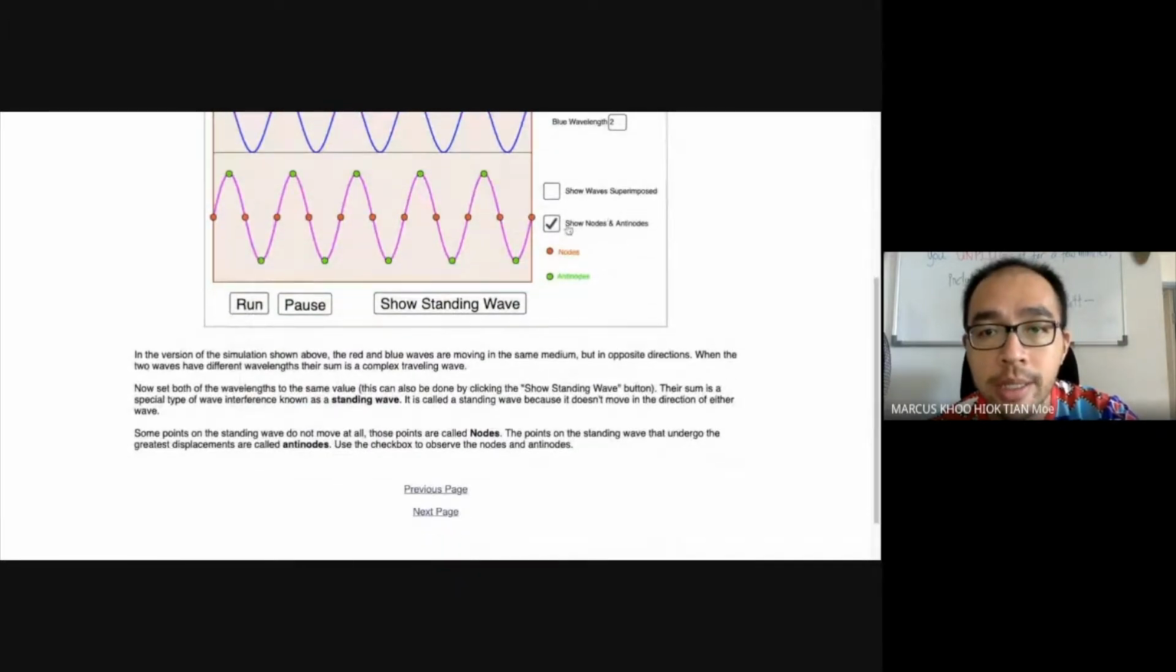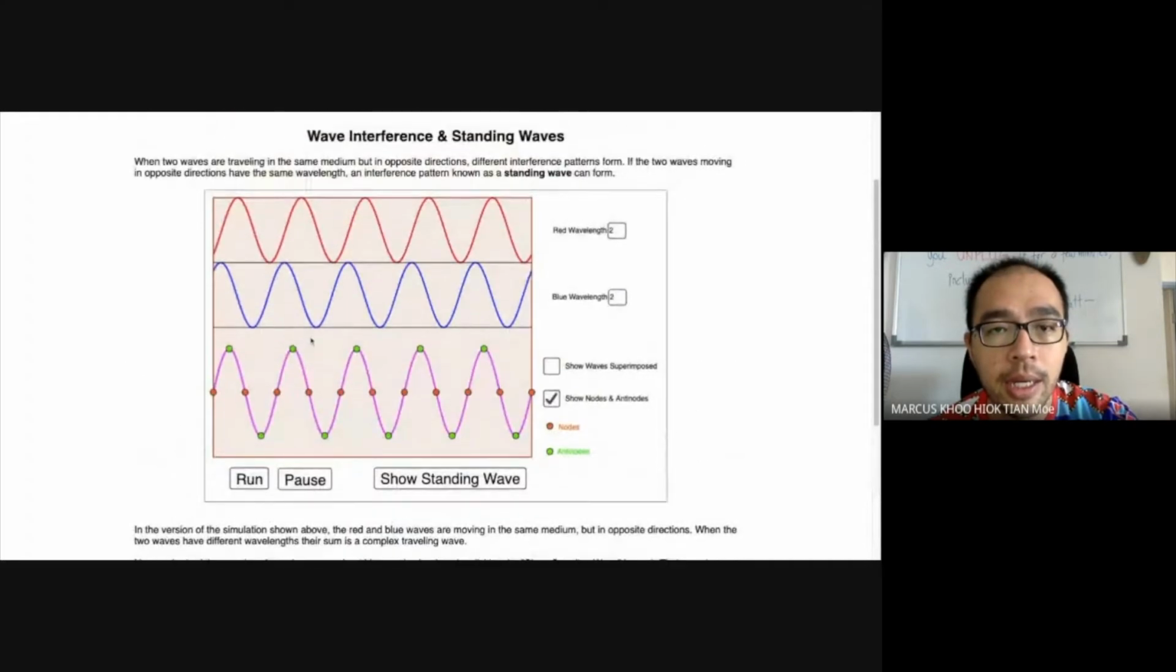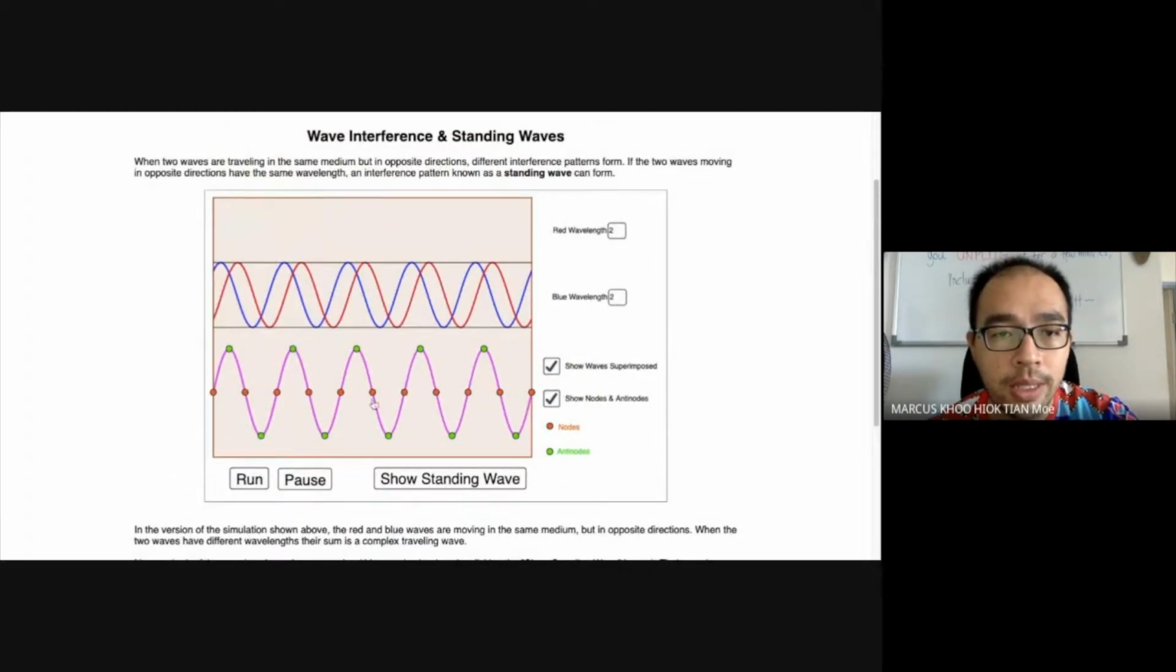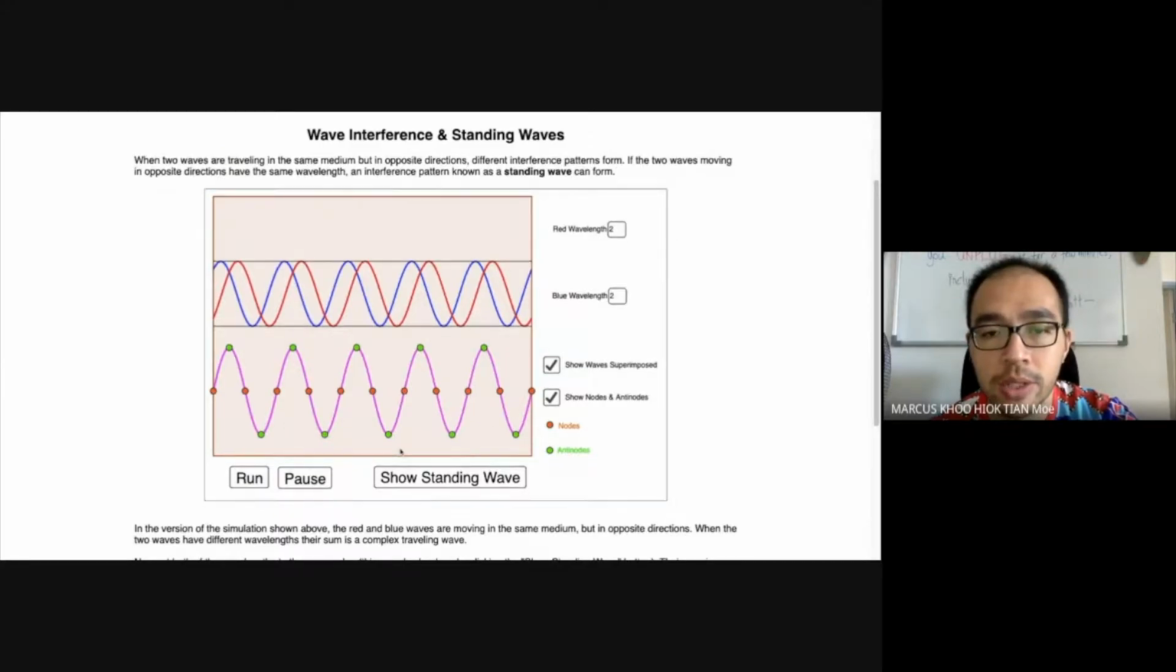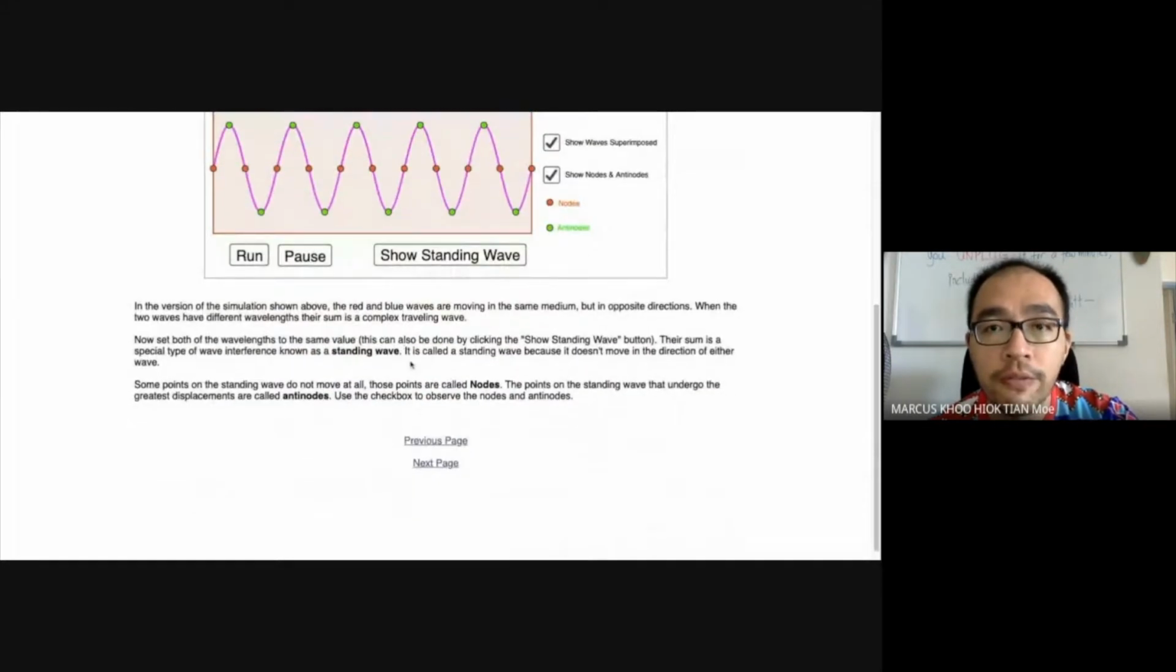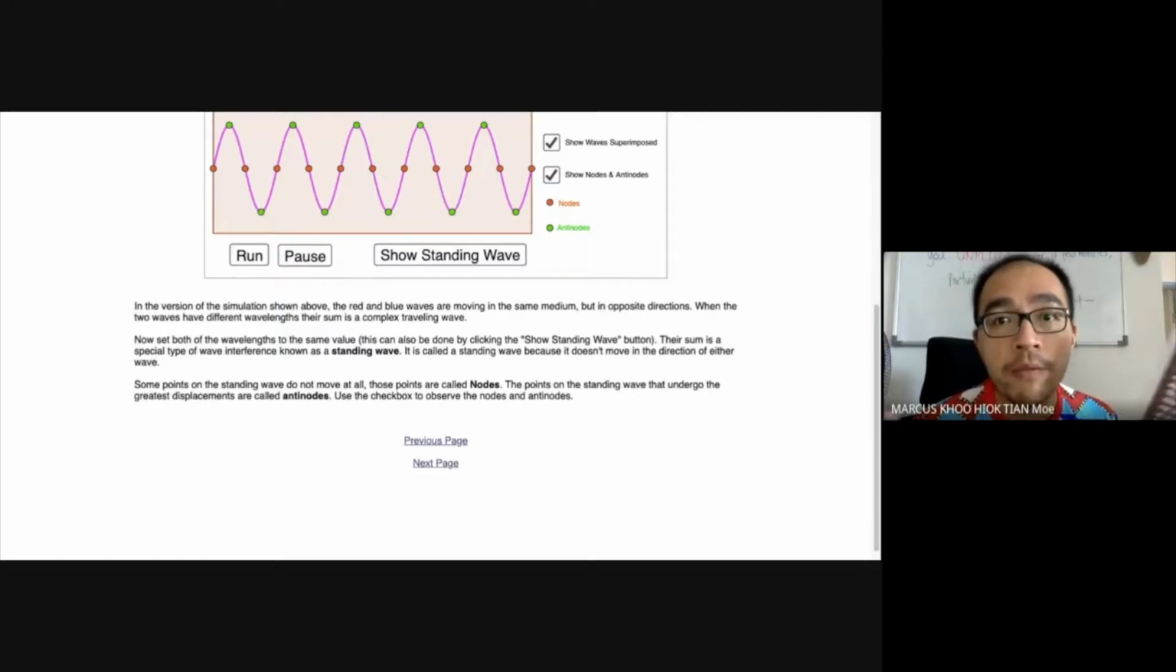Okay, tick this one, show nodes and anti-nodes. And then I want you to see what is the relation between these nodes and anti-nodes. So the first 3 pages, and I will give you about 15 minutes to do this. After 15 minutes, make sure you finish as much as you can. You need to do this together with your textbook, so if you don't have your textbook, please take it out as well.